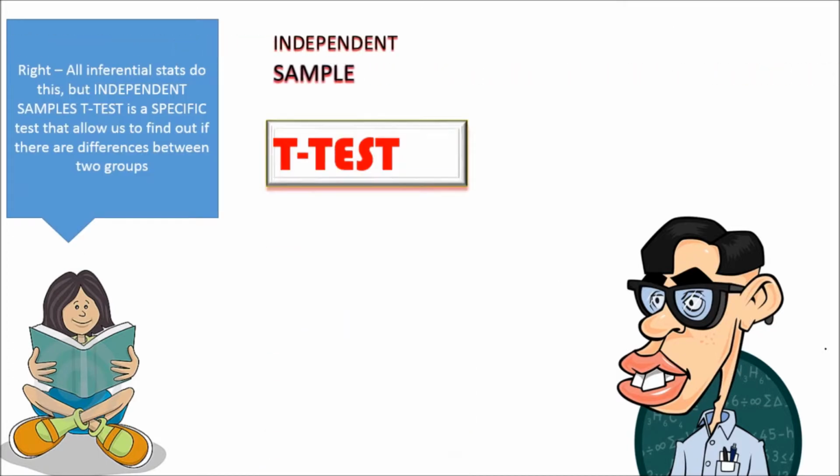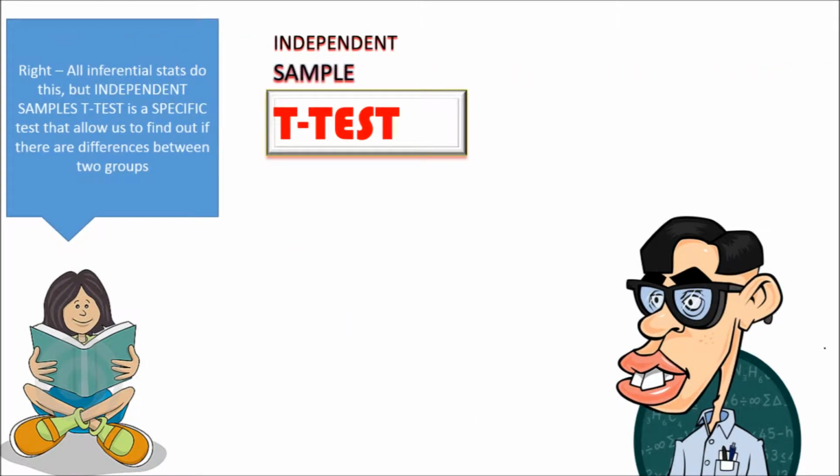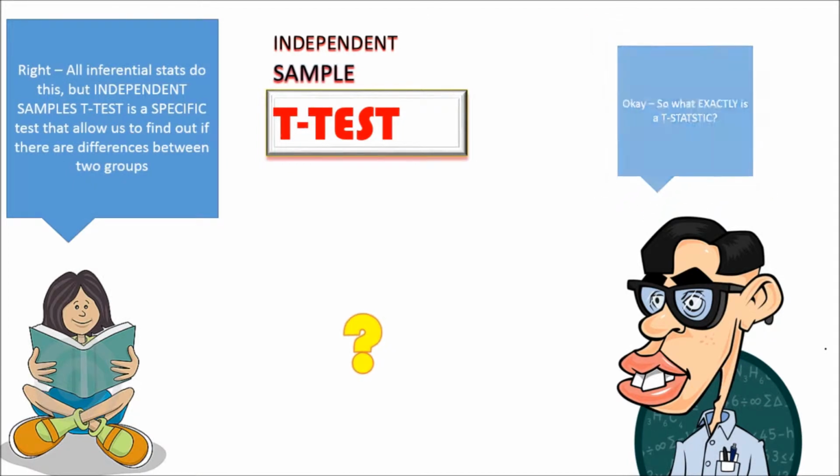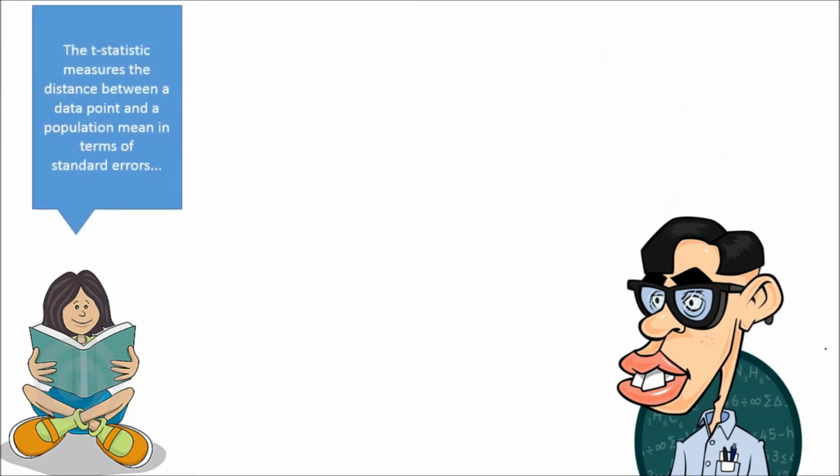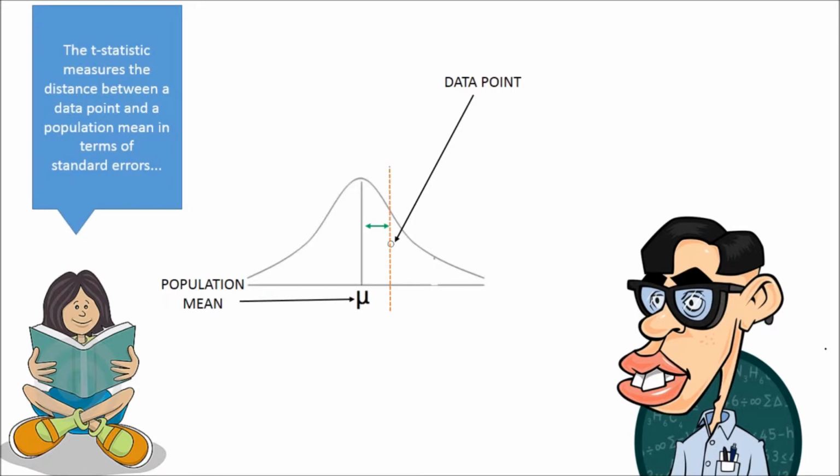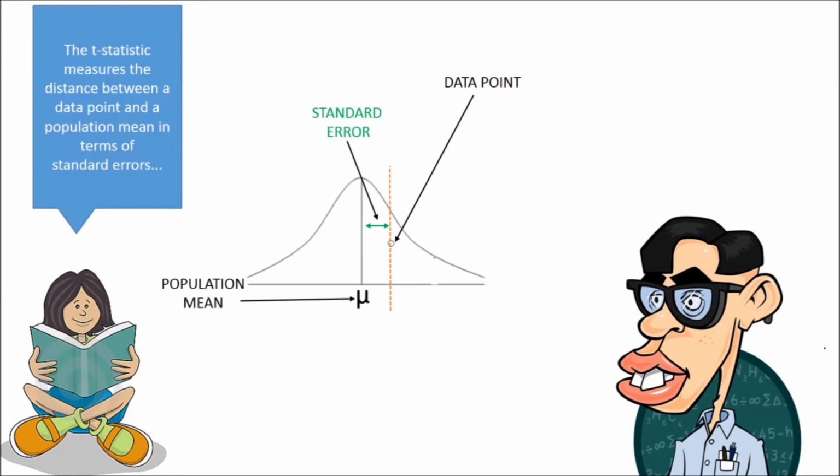Right, all inferential stats do this, but independent sample t-test is a specific test that allows us to find out if there's a difference between two groups. Okay, so what exactly is a t-test? The t-statistic measures the distance between a data point and a population mean in terms of standard errors.